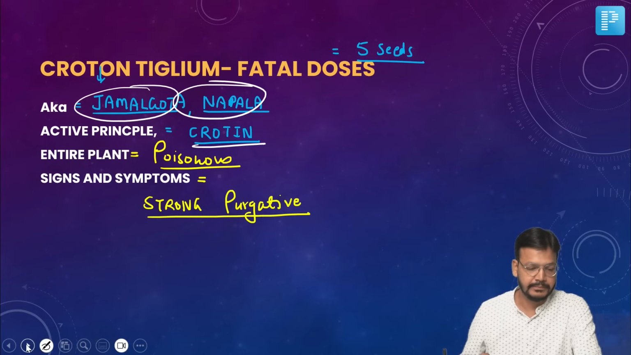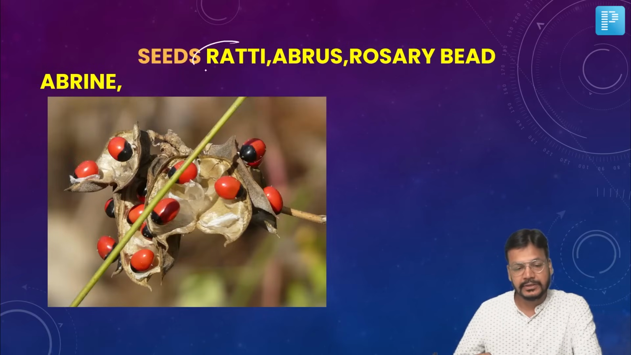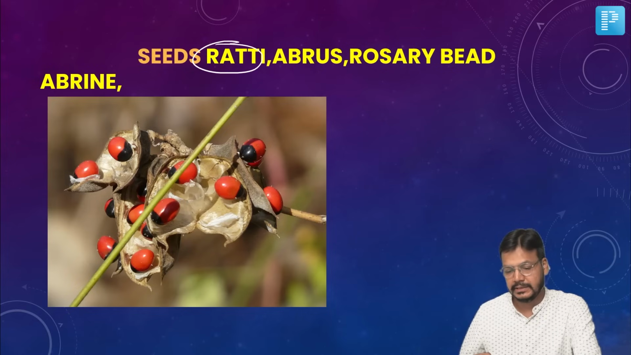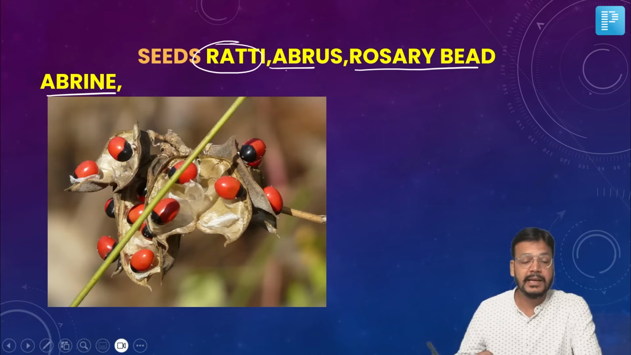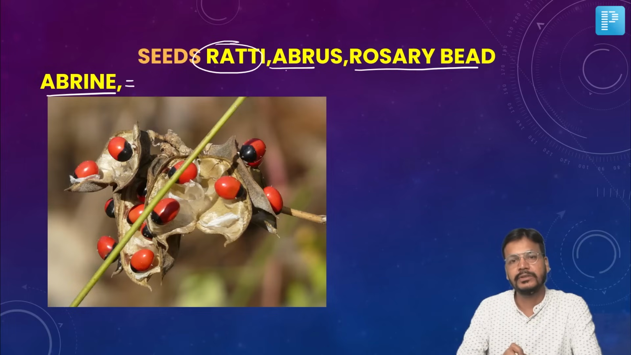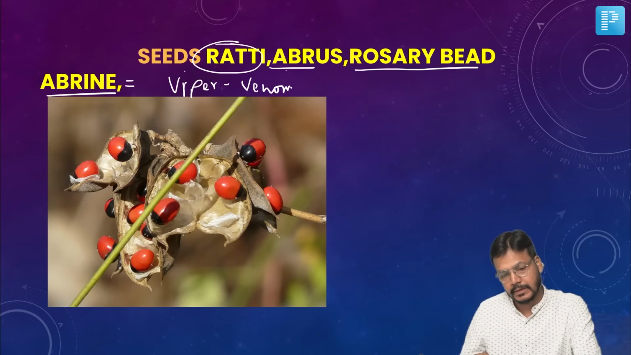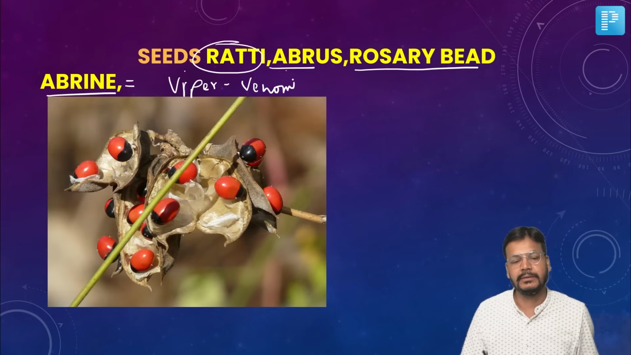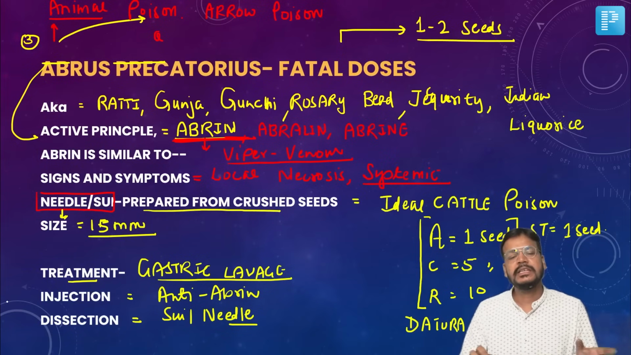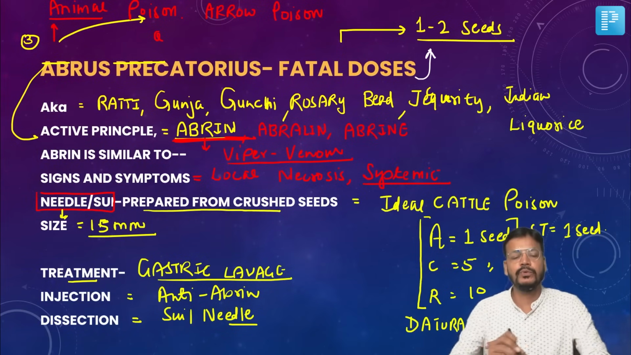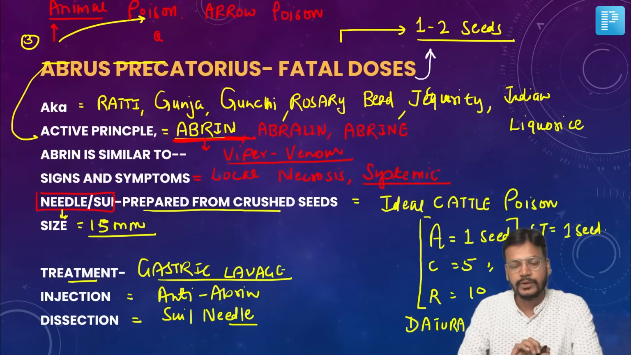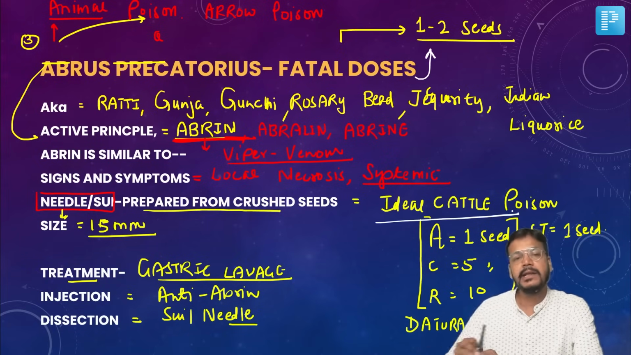It's poisonous. This is Rati, Abrus, rosary bead. The main principle is abrine. It's a red seed with a black tip. Abrine acts like viper venom. This is Rati. You can see many questions come from it. The fatal dose is 1 to 2 seeds. It is an ideal cattle poison.